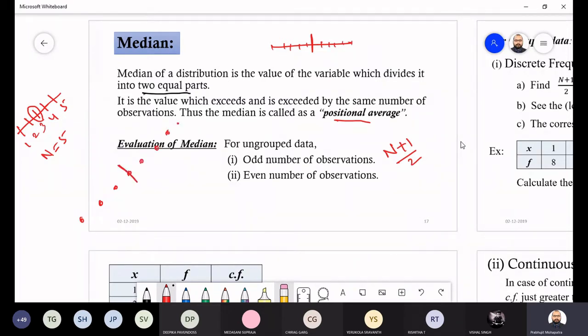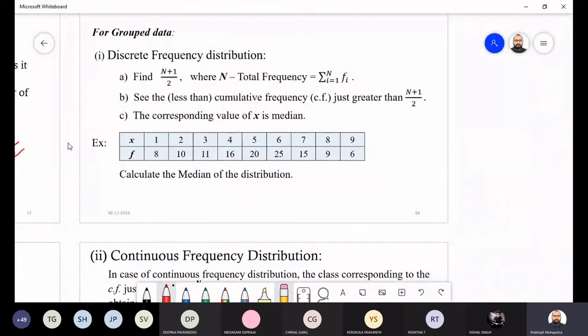But if the data are arranged according to their frequencies, for example, 1 is repeating 8 times, 2 is repeating 10 times, 3 is repeating 11 times, then why write 8 times? Better you sort it and arrange it with their frequencies. So 1 is repeating 8 times, 2 is repeating 10 times, 3 is repeating 11 times, 4 is repeating 16 times, like that. Now, how to deal with this situation?